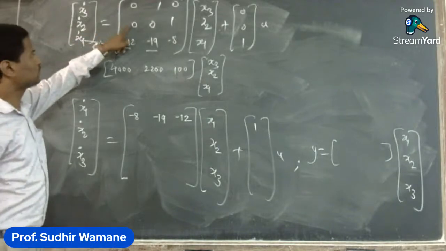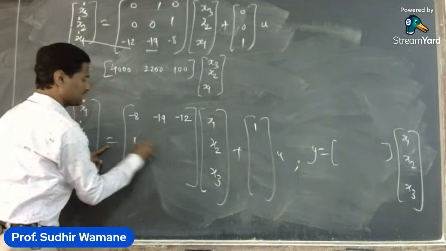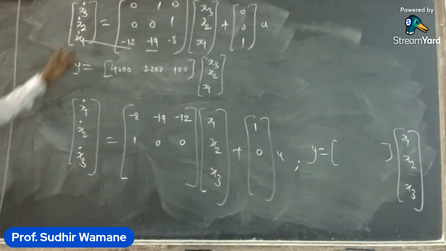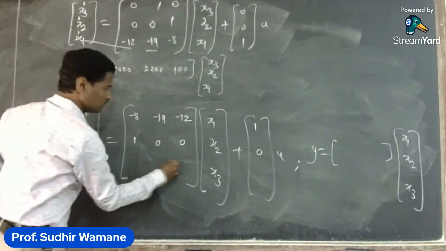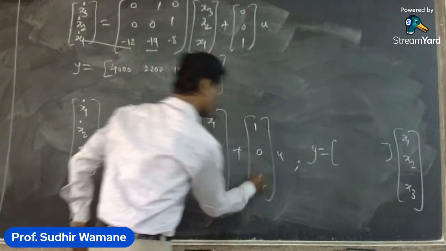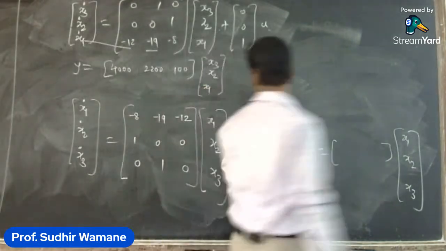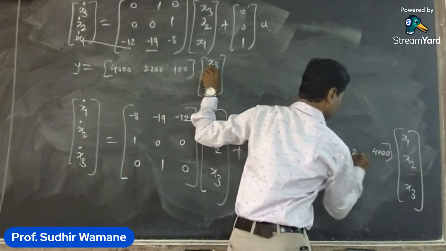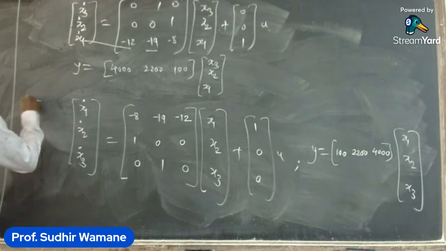Similarly, x2 dot is equal to 1 times x1, 0 times x2, 0 times x3, plus 0 times u. And finally, x3 dot is equal to 1 into x2, 0 into x1, 0 into x3, and finally 0 into u. This is what is represented in controller canonical form. Now, output y is equal to 4000 multiplied by x3. Where is x3? Here you get 4000, here it is 2200, and here the remaining coefficient. Now, this is represented in controller canonical form.